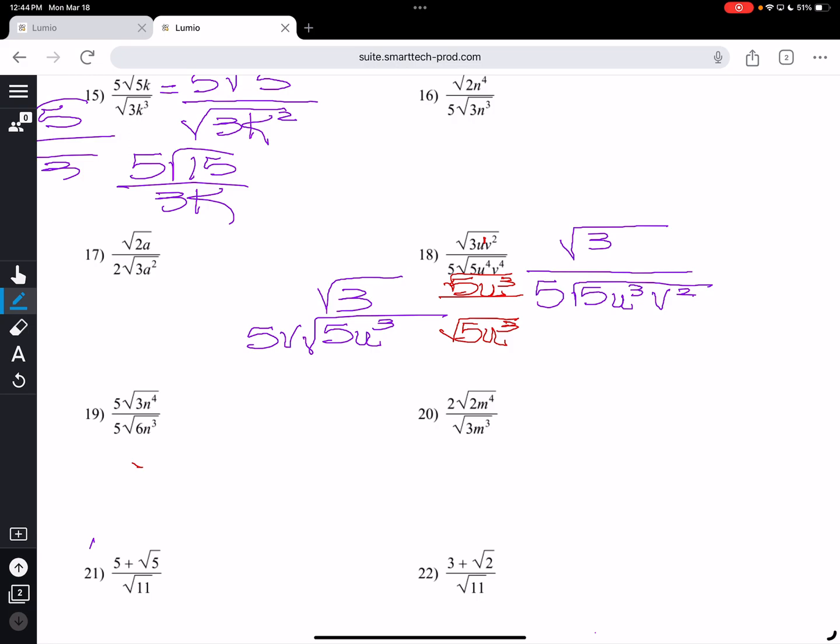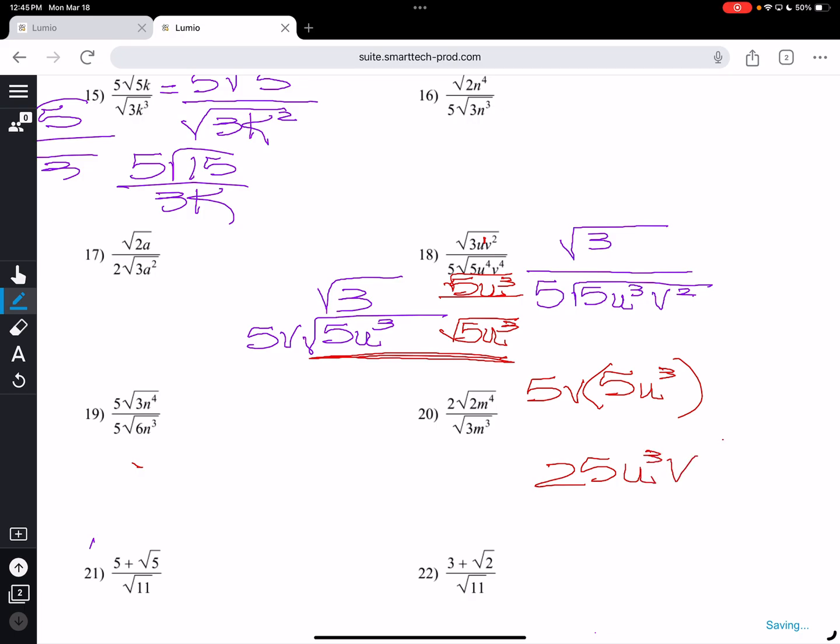Radical of 5u to the third multiplied by itself comes back to 5u to the third. So now we have 5v times 5u to the third. What does that give us? 25u to the third v. Yes, so our denominator is 25u to the third v.